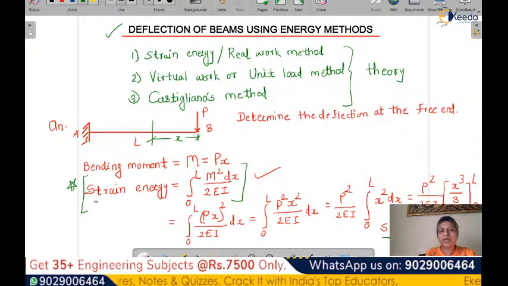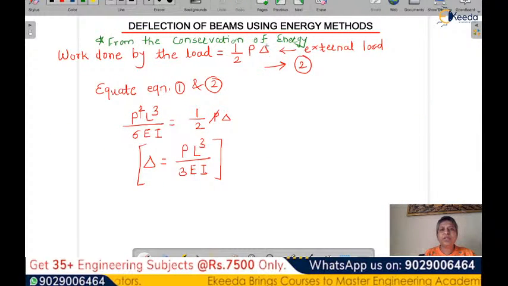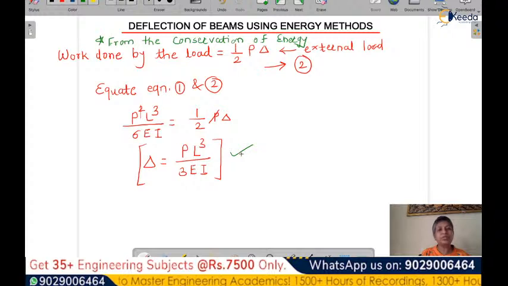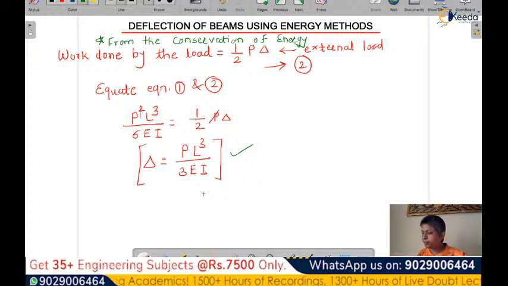So this is the first equation, of strain energy, and then because of the external load we write down the formula as half into P into delta. That is the work done by the load. Once you get these two equations, just compare them and you will get the final deflection. So this was the simple example. Now let's consider one more example.